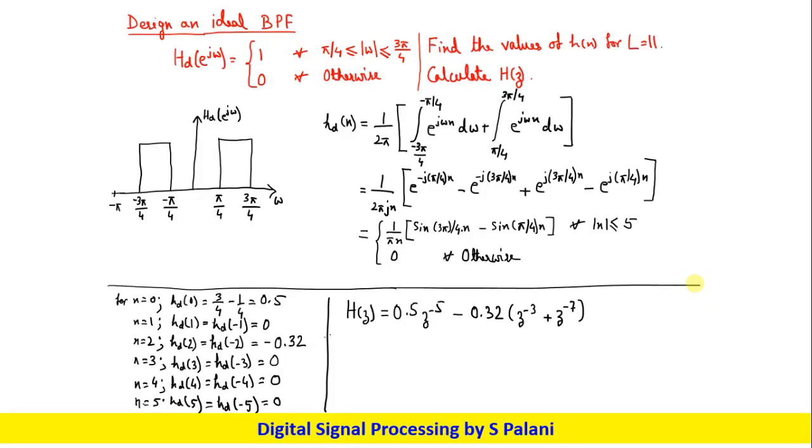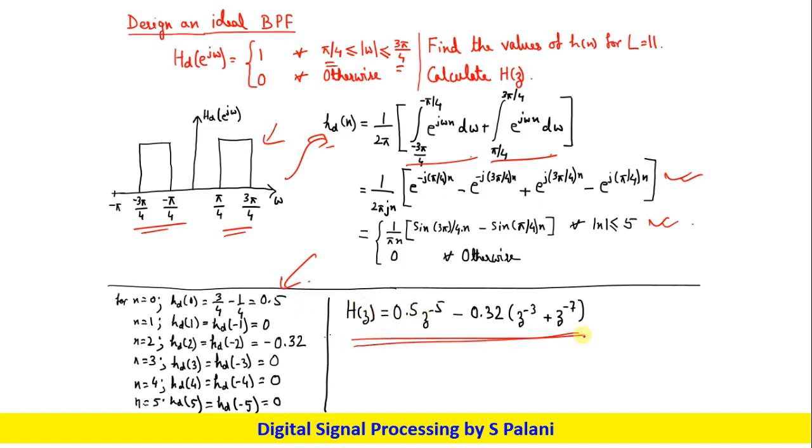Similarly, design an ideal band pass filter. Again, limits are given. You draw the frequency response, you will get the limits. Once you get the limits, for h_d(n), the same integration we are doing, solve it. After you have solved this and got the h_d(n), then calculate the values, and after you calculate the values, you compute the transfer function.